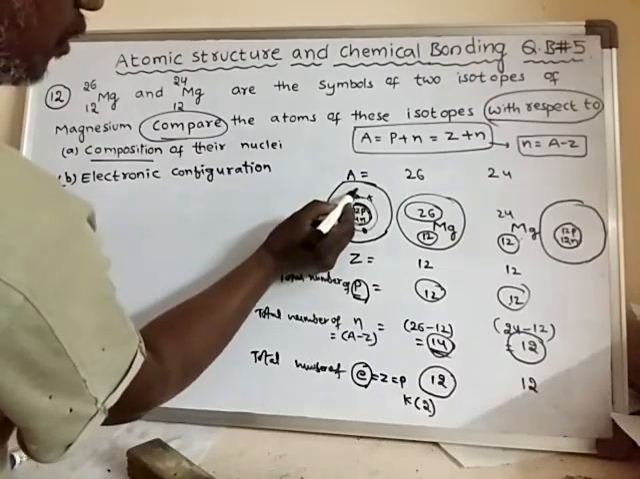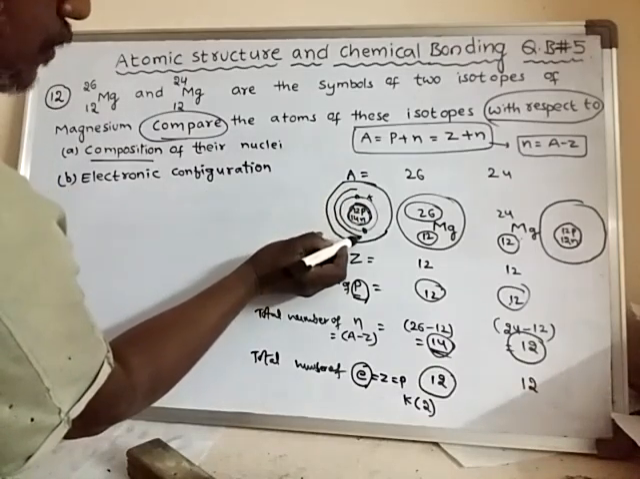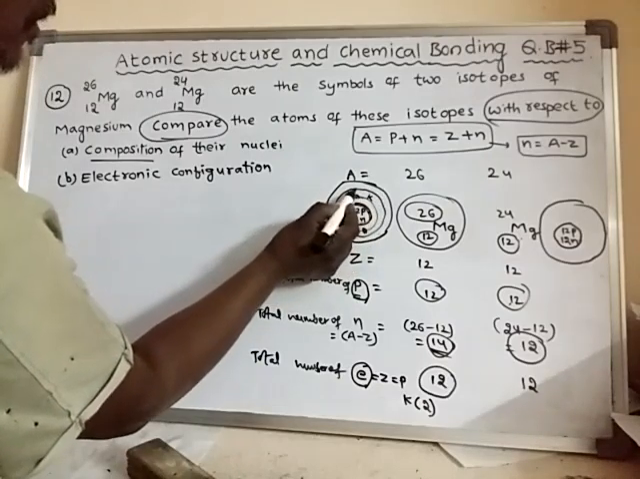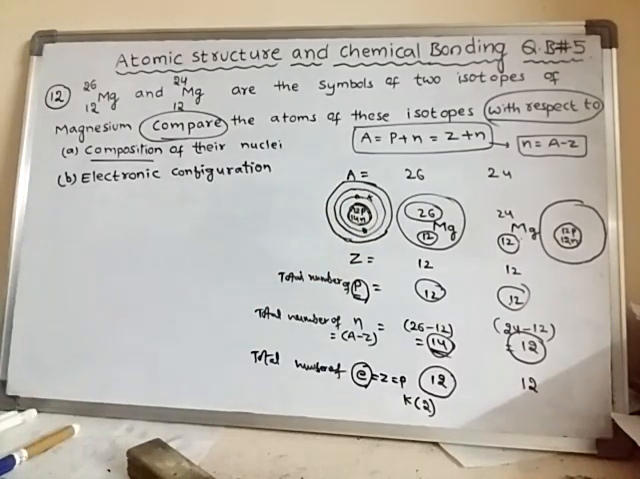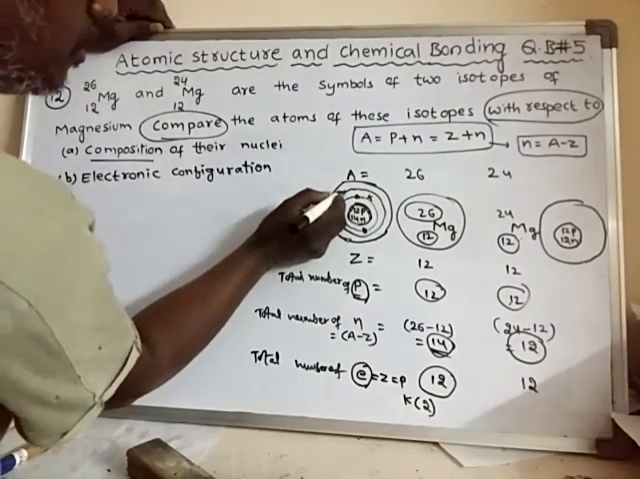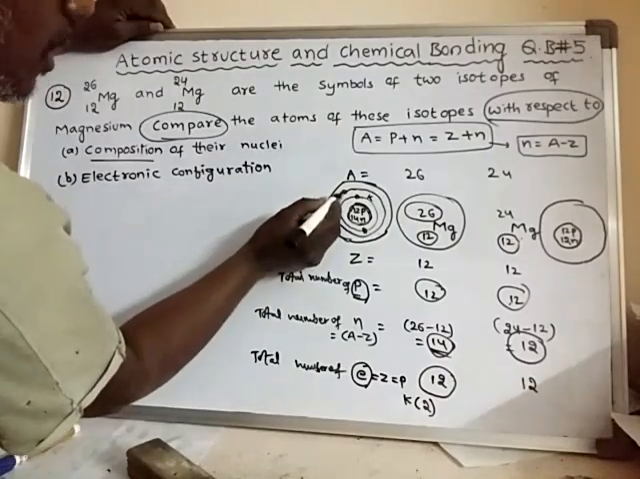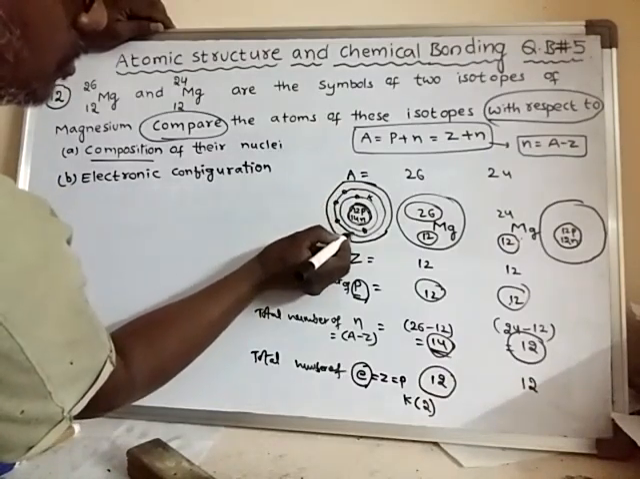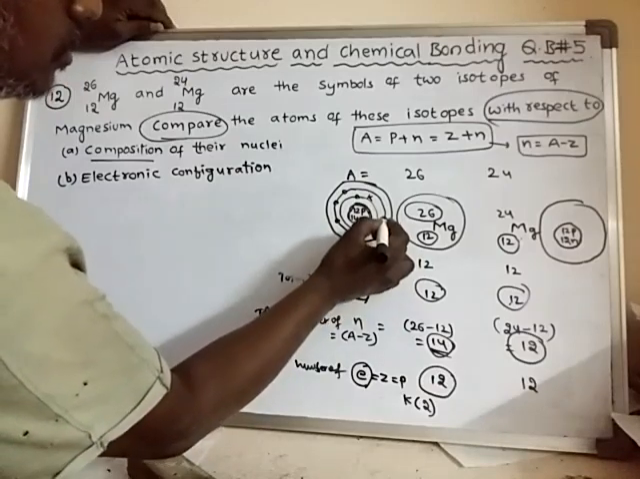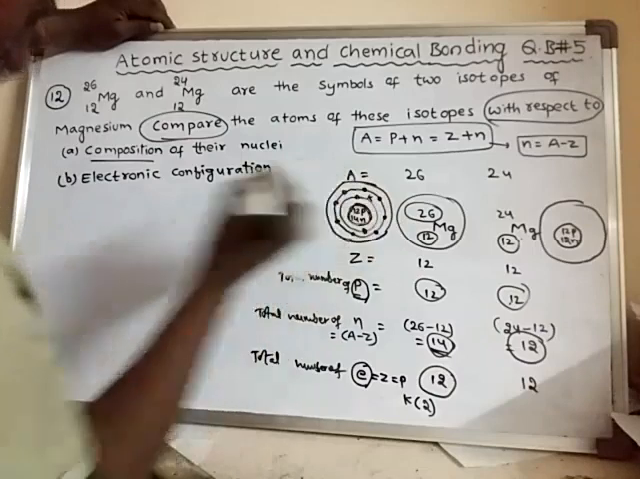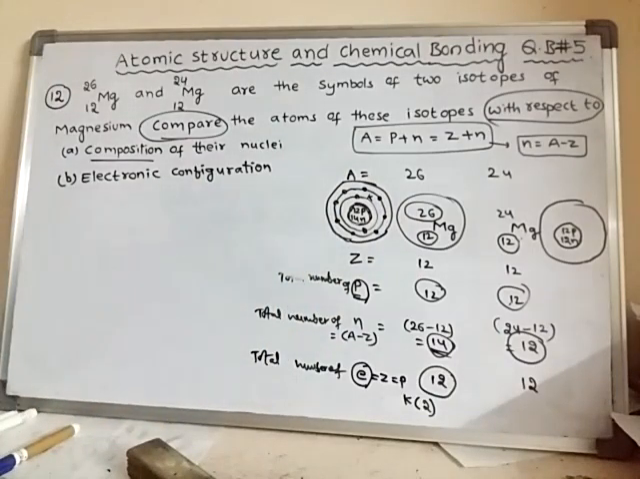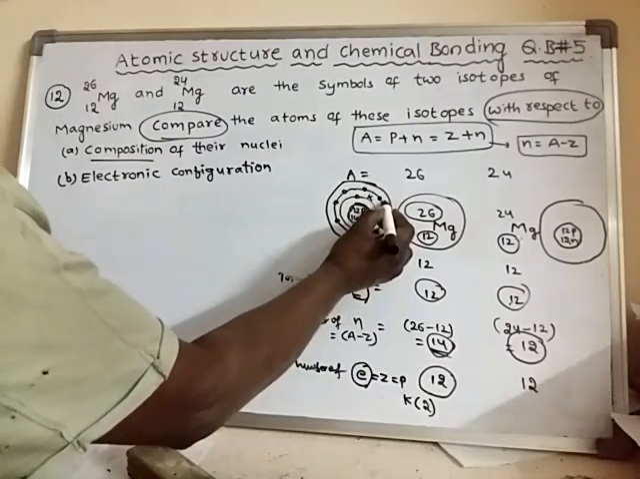But if you see the second orbit, the maximum capacity of the second orbit is only 8 electrons. It cannot hold more than 8 electrons. It may hold 1, 2, or 3 electrons, up to 8 electrons, but not more than 8. So I can draw a maximum of 8 only: 1, 2, 3, 4, 5, 6, 7, 8. The second shell is called the L shell.